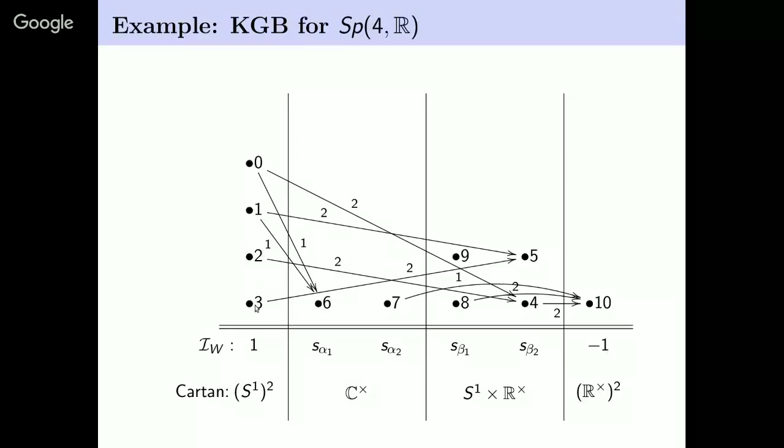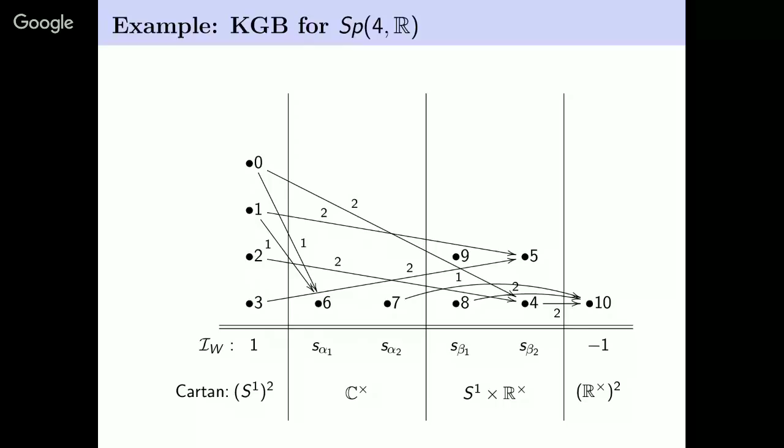And what this picture illustrates is the map from KGB to I_W. So there are 4 elements which map to 1. And there are 2 elements here, 6 and 7, which map to s_alpha1 and s_alpha2 respectively. And there are 2 elements which map to s_beta1 and s_beta2. And then there's a single element which maps to -1. And again, when we get to the software, I'll look at an example of this. And well, these arrows are Cayley transforms, and the labels on the arrows are telling you there's a Cayley transform by simple root 1 or 2. I don't care too much about that at the moment.